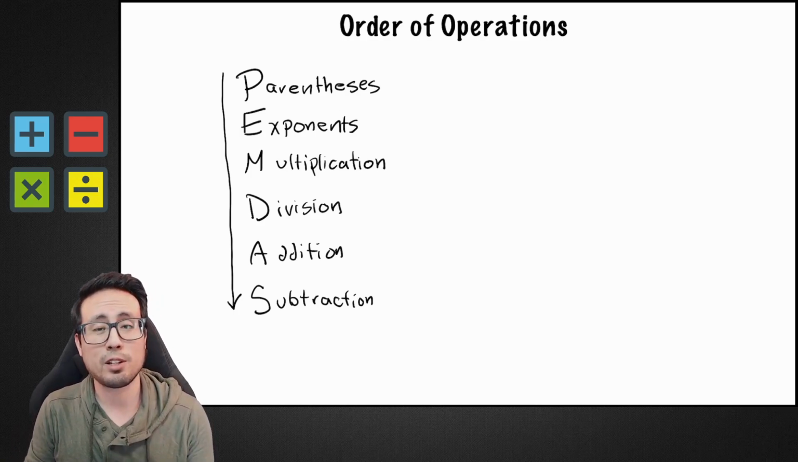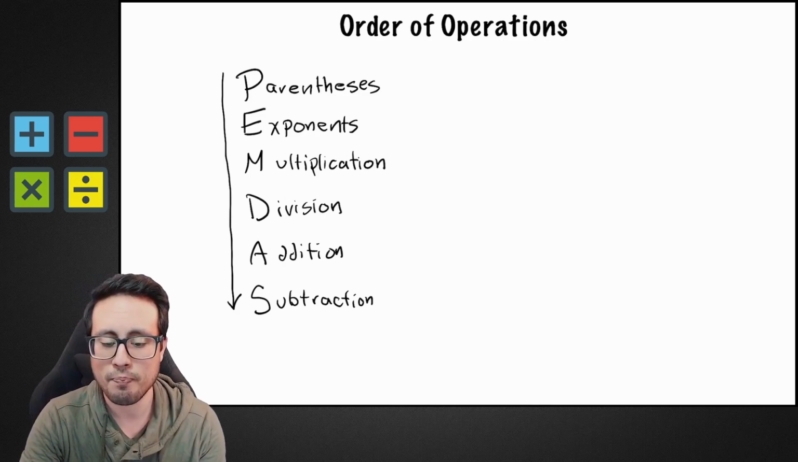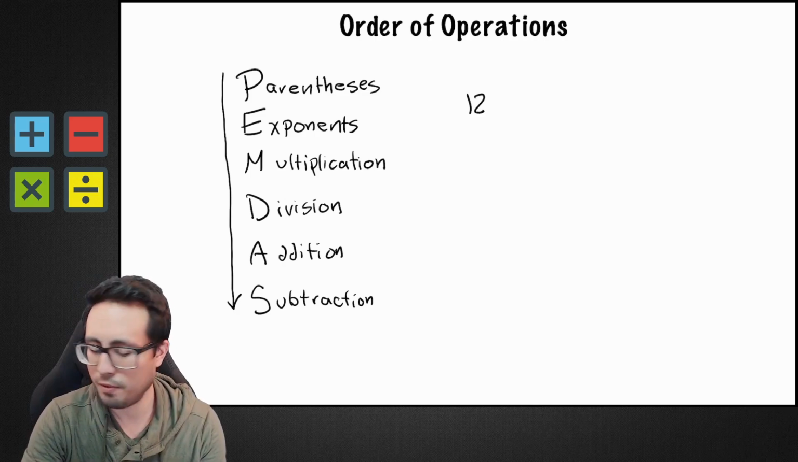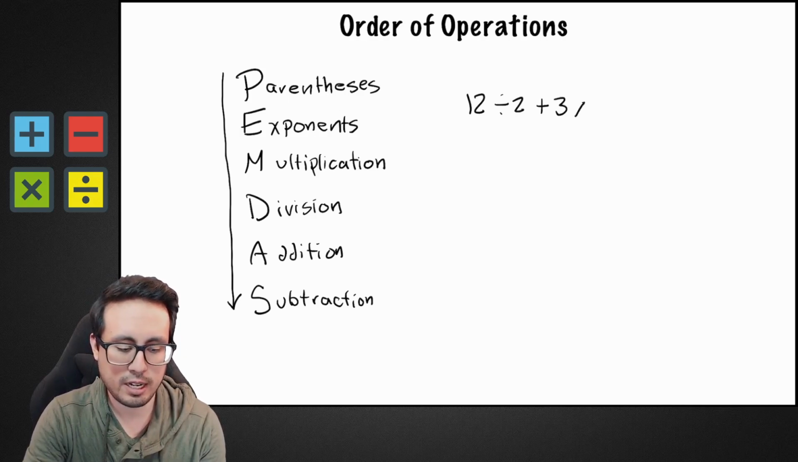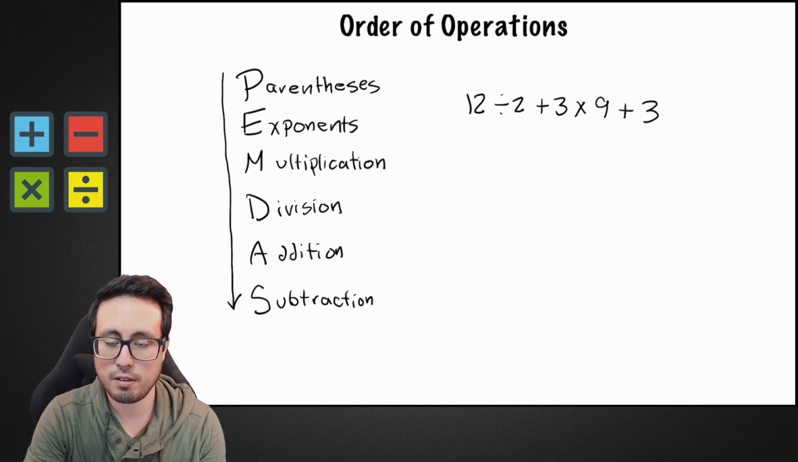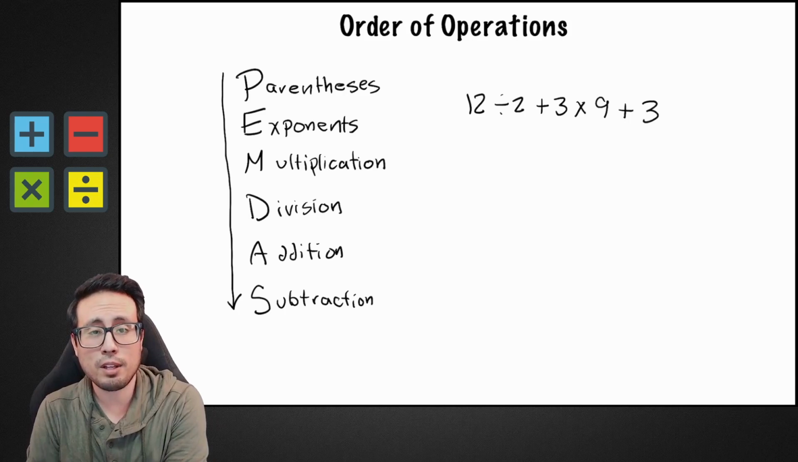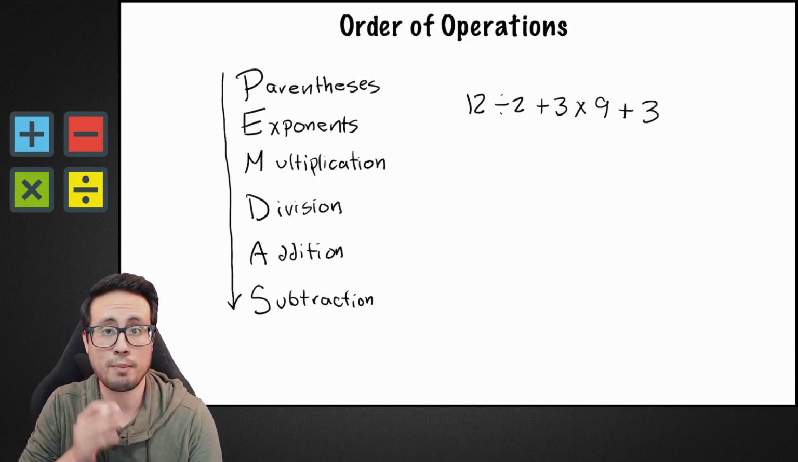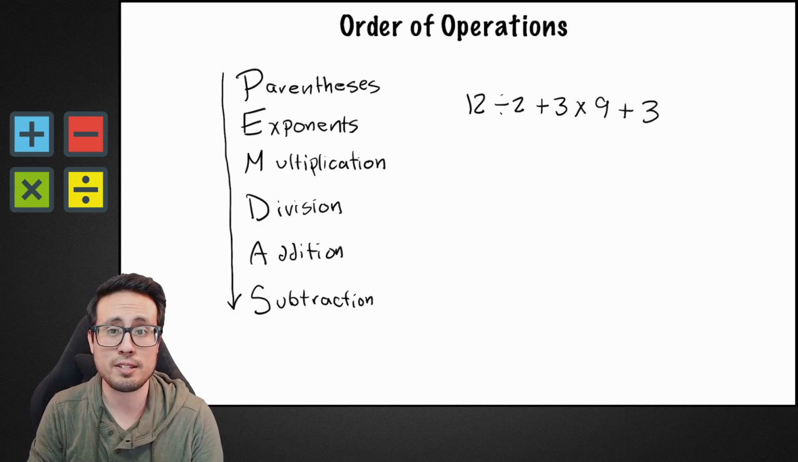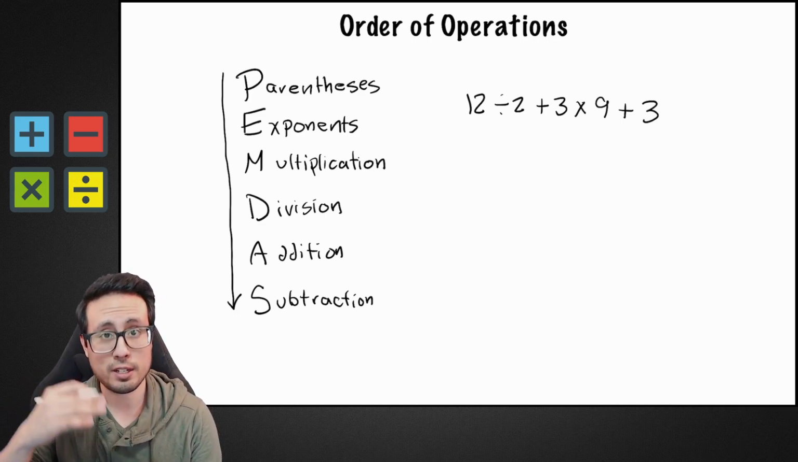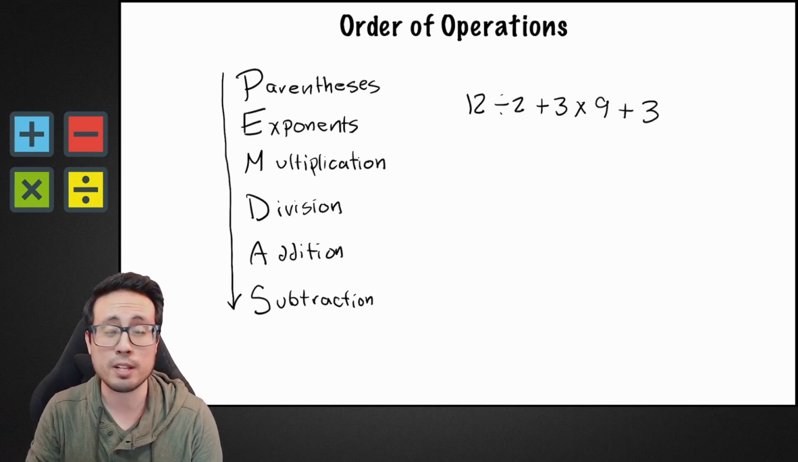So let's go ahead and take a look at a problem and see what that looks like. So let's say that they gave us the problem 12 divided by 2 plus 3 times 9 plus 3. So they gave us this problem, right? Now, a lot of people might be very tempted to solve from left to right. Again, don't do that. Don't be one of those people. If you want to get the correct answer, you have to make sure that you use PEMDAS. So let's start at P. P, parentheses. Is there any parentheses here? There is not. So I can move on to the next level. Exponents. Is there any exponents? There is not. So I can move on to the next level.